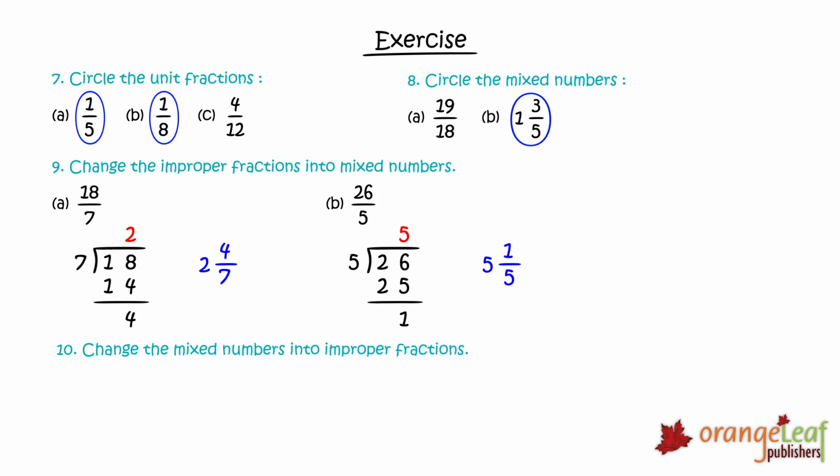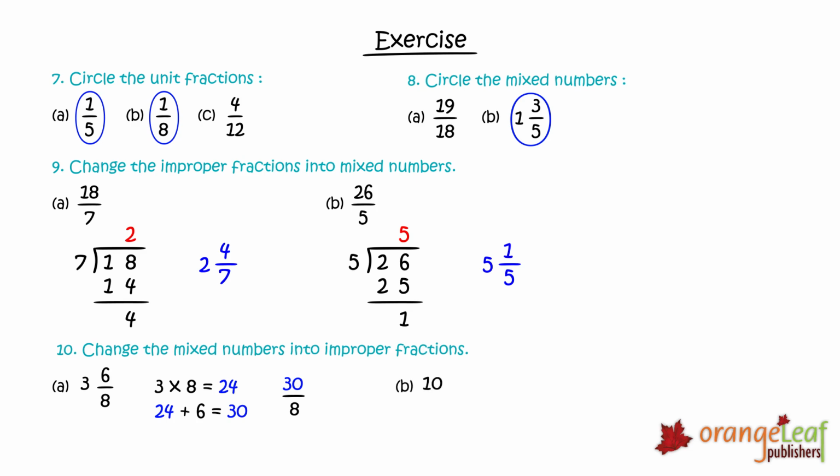Change the mixed numbers into improper fractions. A. 3 6 by 8. Step 1. Multiply the whole number and the denominator. Step 2. Add the result of step 1 to the numerator of the fraction. Step 3. Write the sum over the denominator of the fraction. The answer you will get is 30 by 8.